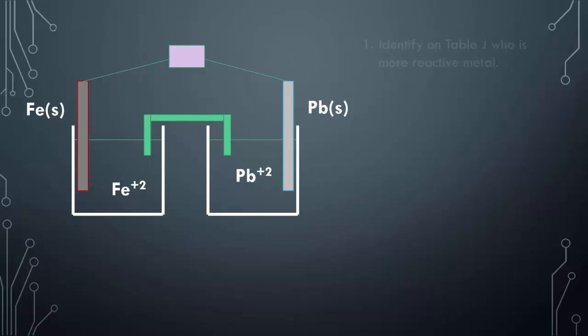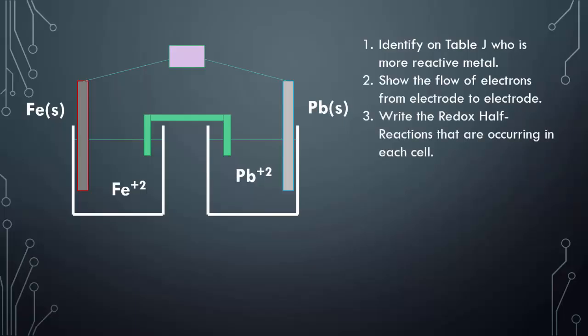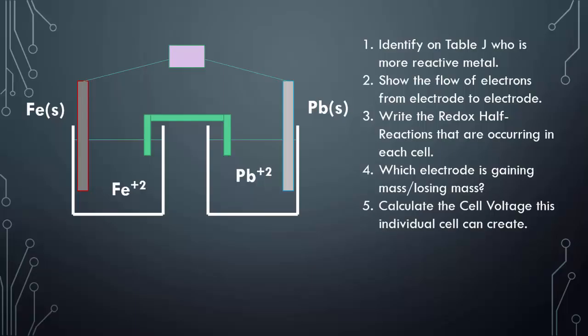So, looking at this reaction, you have to be able to identify with table J who is the more reactive metal. From that, you should be able to show the flow of electrons from electrode to electrode. Then you have to be able to write the half reactions that are occurring in each cell. That's using table J to see who is being oxidized and who is being reduced. Then, you have to figure out who is going to be gaining mass and which electrode is going to be losing mass. Then you should be able to calculate the cell voltage from the previous formula that I just showed you.